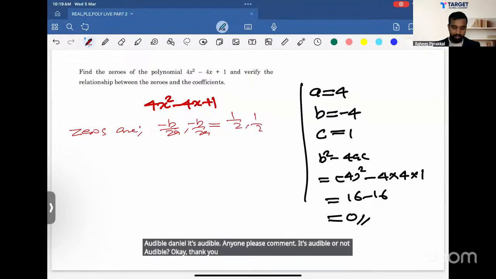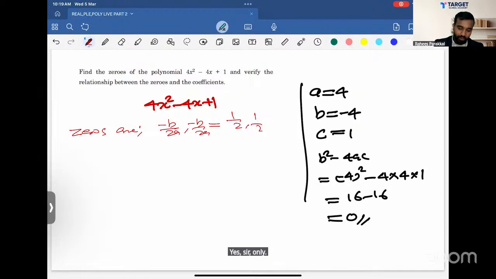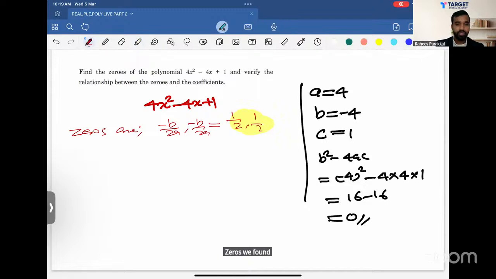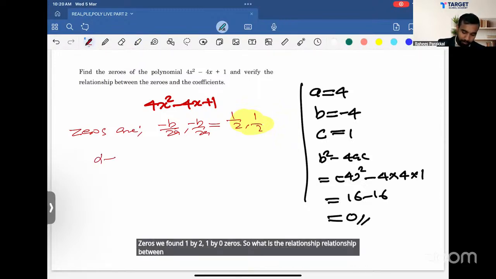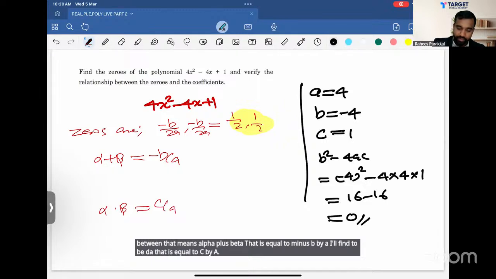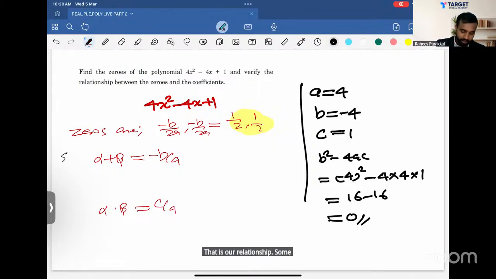So we are continuing this. Here, verify the relationship between zeros and coefficients is asked. We found the zeros 1 by 2 and 1 by 2. So what is the relationship? Alpha plus beta is equal to minus b by a, and alpha into beta is equal to c by a. That is our relation, sum and product.